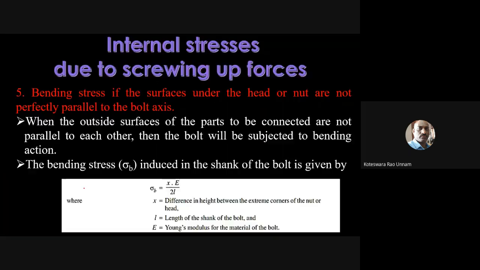Like this you can calculate the stresses due to initial tightening. So there are five types of stresses induced in a bolted joint when it is subjected to initial tightening. What are those stresses? First one is tensile stress, second is torsional shear stress, third is direct shear stress, fourth is crushing or bearing or compressive stress, and fifth is bending stress. If the connecting members have parallel surfaces, the magnitude of bending stress is 0.